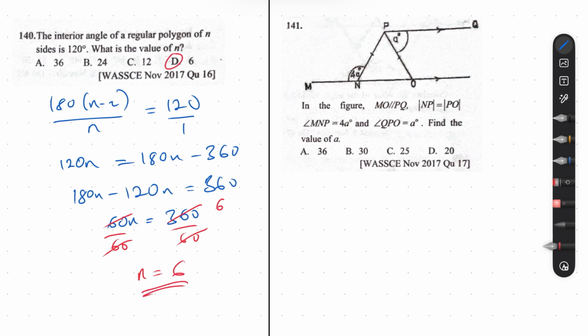Let's move on to question number 141. In this question, we've been given that in the figure, MO is parallel to PQ. Now we've also been given that the magnitude of NP is the same as the magnitude of PO. So these are the same. What this means is that this is an isosceles triangle, so these two angles will be the same.